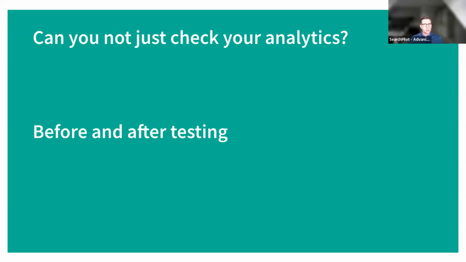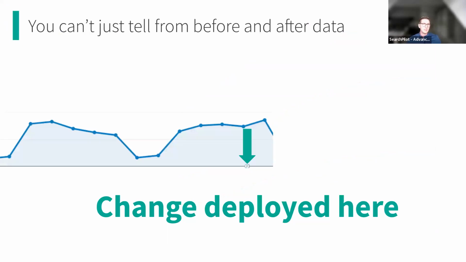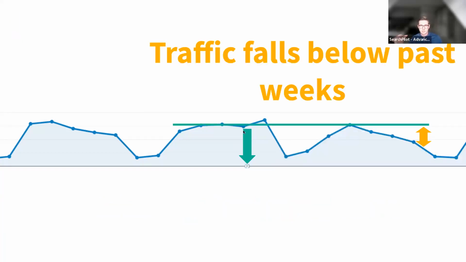So one of the most common questions we get is, well, can you not just use your analytics? Can we not make a change and then go look at our traffic? And if it goes up, it's good. If it goes down, it's bad. That is called before and after testing. And the reason it doesn't work is, imagine the scenario where you want to make a change to your site. You go into your analytics and it's on this day. And then you roll it out and your traffic does this.